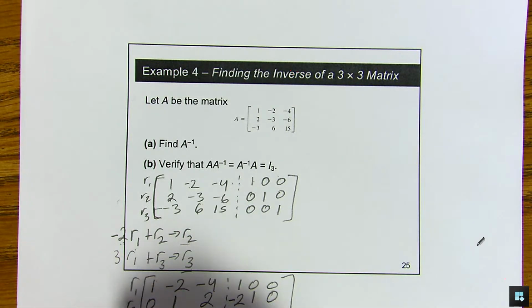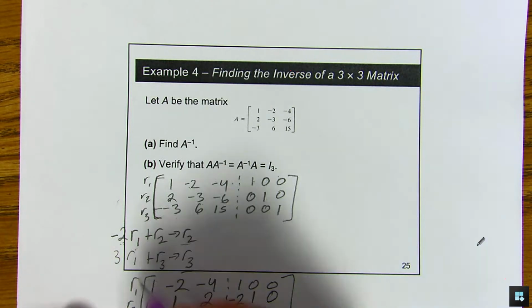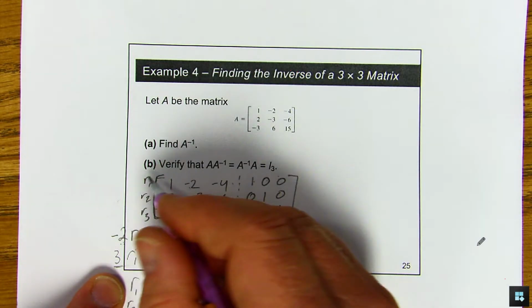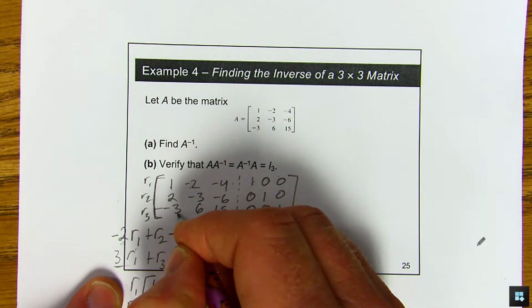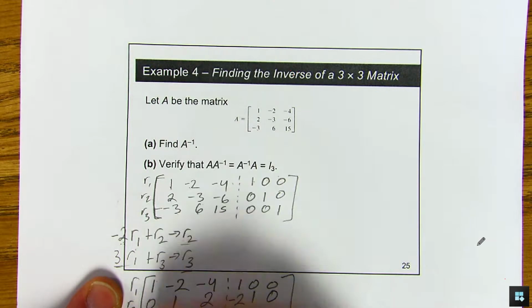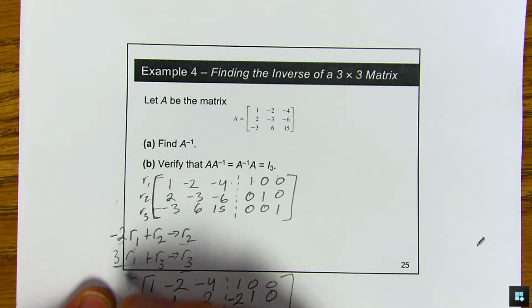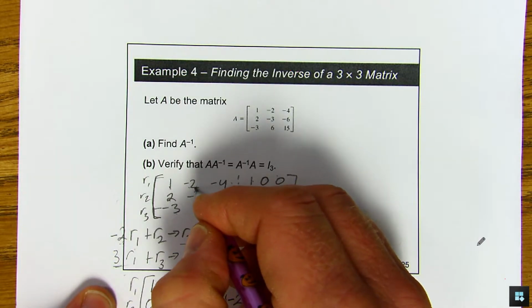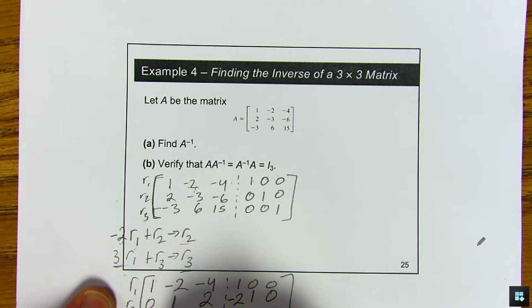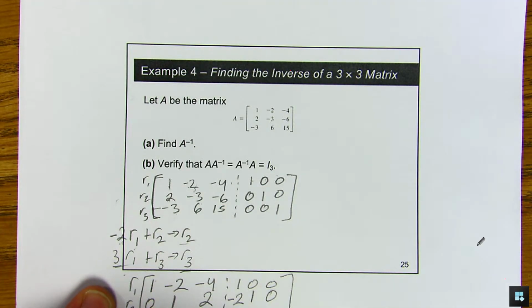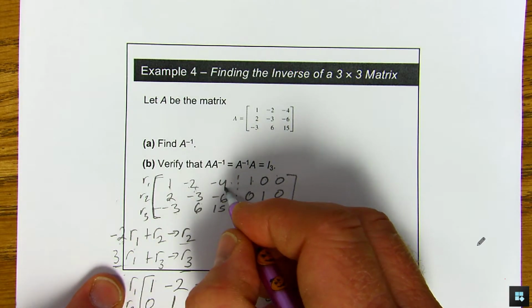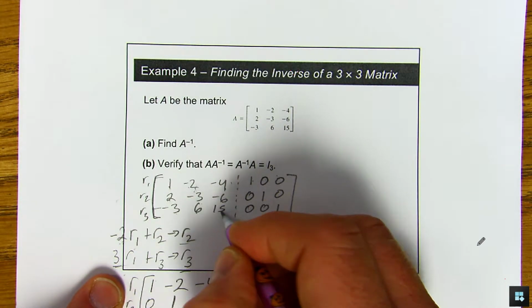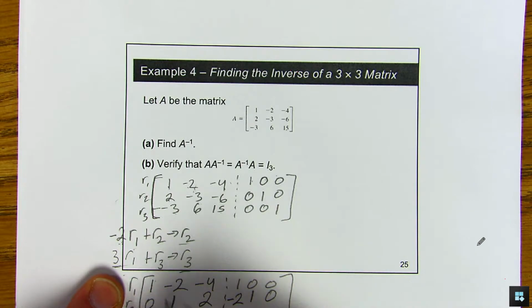Okay? Let's go ahead and take a look at row 3. To get row 3, I said I'm going to take 3 times row 1. So 3 times 1 is 3, plus row 3, which is -3, is 0. Goes right there. 3 times -2 is -6, plus 6 is 0. Goes right there. That's a good thing. 3 times -4 is -12, plus 15 is 3. Goes right there.